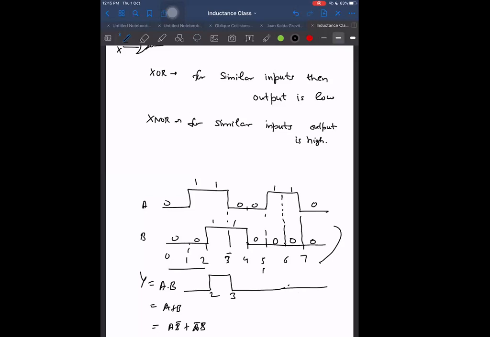Yes. And then 1 to 2, it is 1. 1 to 4, it is 1. 4 to 5, it is 0. 5 to 7, it is 1. 7 again, 1. Next, 7 to 8, so 0.